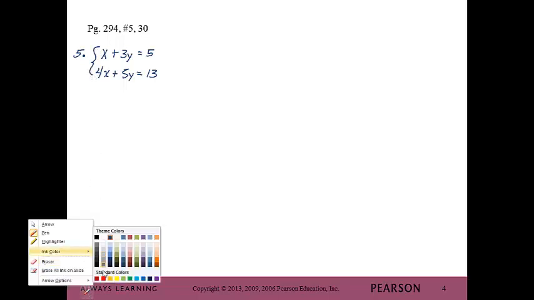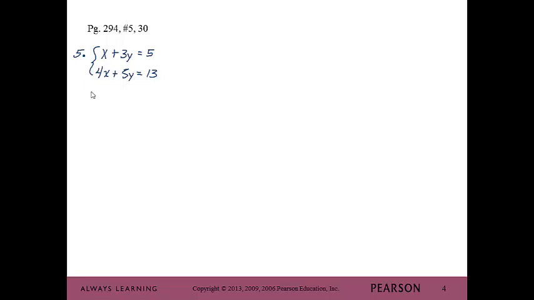Alright, let's start with number 5 on page 294. It says solve each system by the substitution method. And the system is x plus 3y equals 5, and 4x plus 5y equals 13. Now to use the substitution method, we're going to have to solve one of the equations for one of the variables.